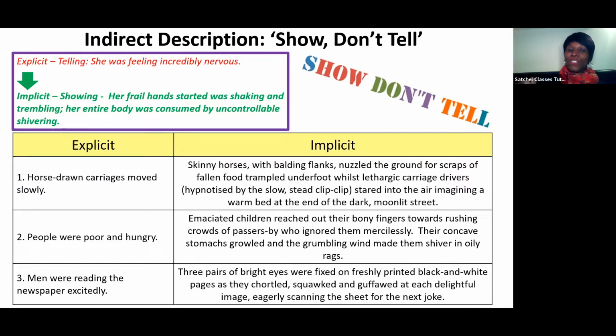What about if you wanted to show that the people are poor and hungry? In the image that we have many examples of beggars.